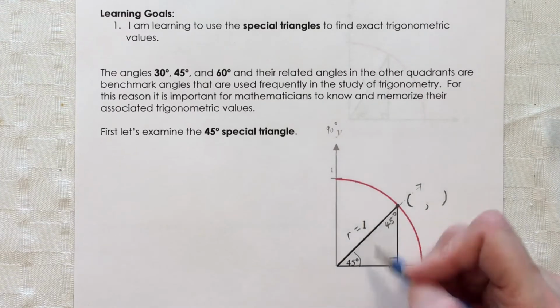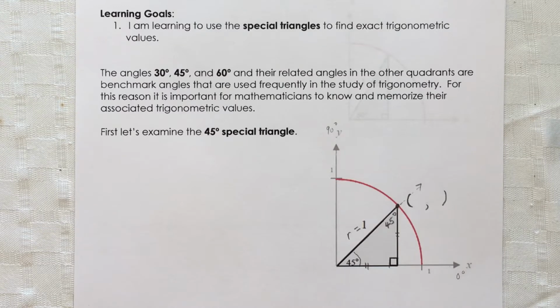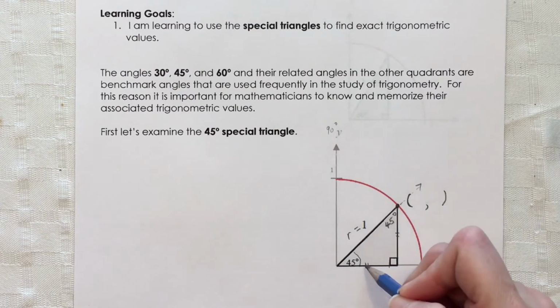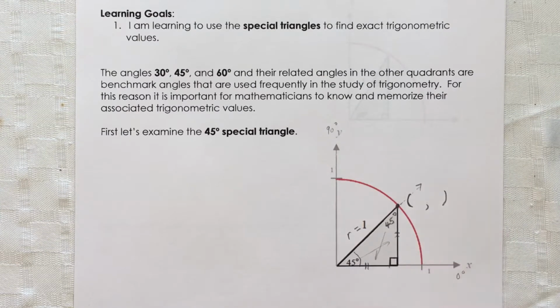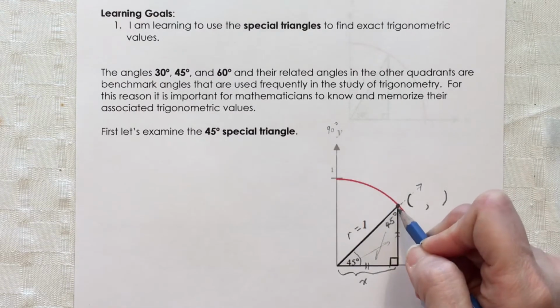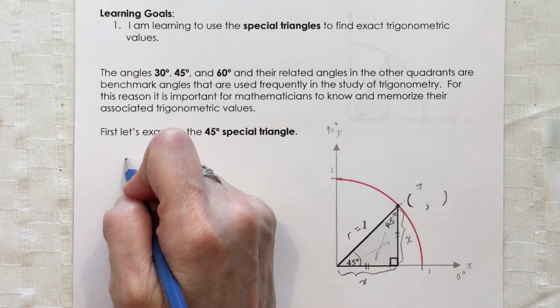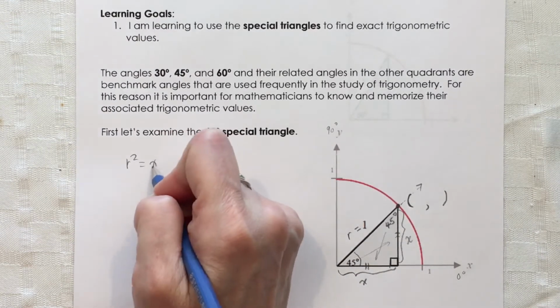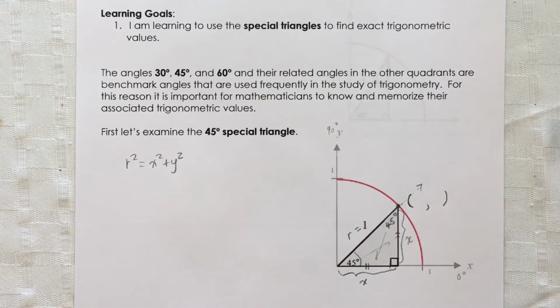It makes it an isosceles triangle, which means these two sides are both the same length, okay? In an isosceles triangle, the sides opposite the equal angles are the same length. So if this is x, then this length is also going to be x. And we can use our r squared equals x squared plus y squared to figure out what that length x is, and it's going to be the same for y.